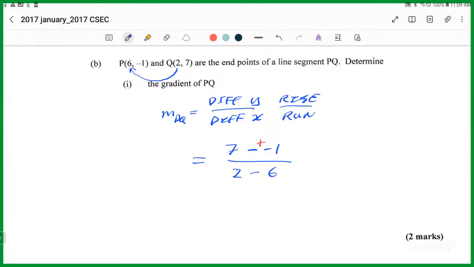And you simplify this down. This becomes 7 plus 1, which is 8, divided by 2 minus 6, which is negative 4. Then 8 divided by negative 4 is negative 2. And so this is the answer right here. Negative 2 is the gradient of that line PQ. Alright, everybody good with that? Everybody okay? Yes, sir. Alright, good. So that's the answer for that part.